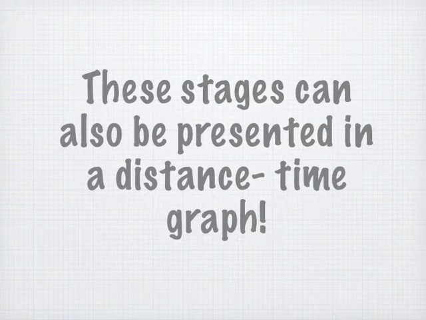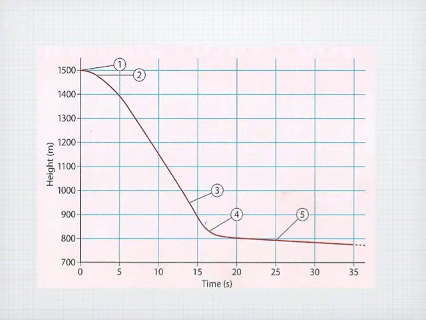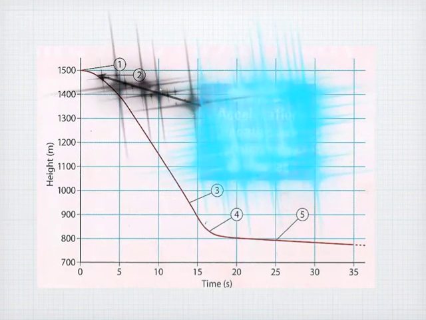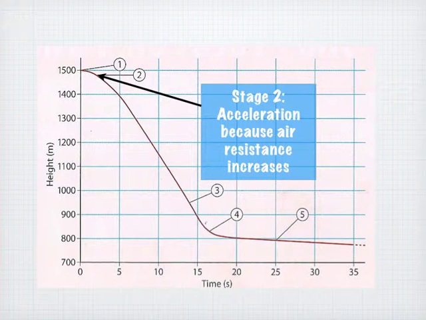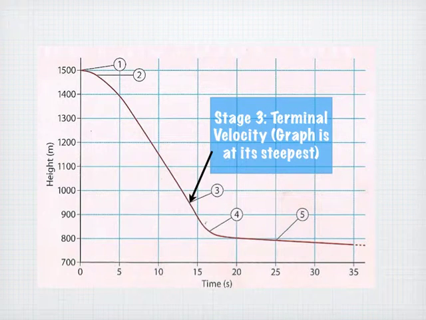These stages can also be presented in a distance time graph. Stage 1. Jumping out of the plane. Stage 2. Acceleration because air resistance increases. Stage 3. This is the skydiver's terminal velocity because the graph is at its steepest point.